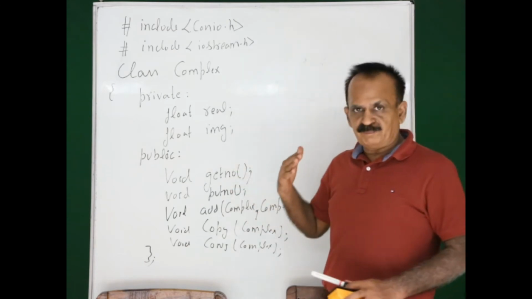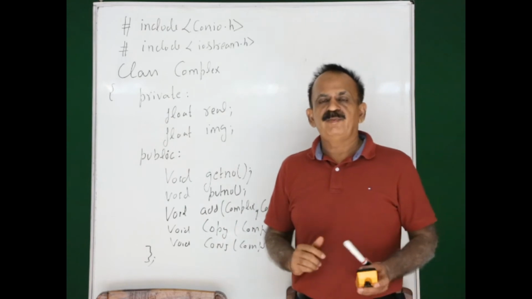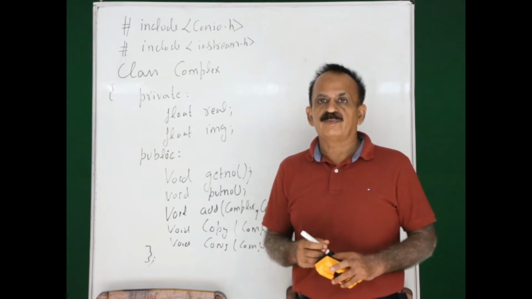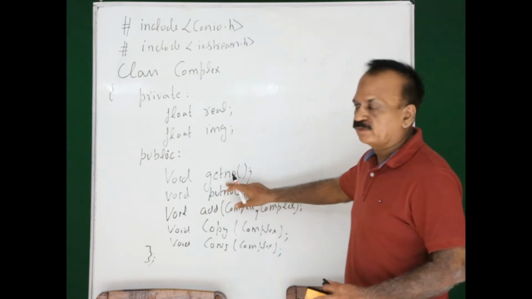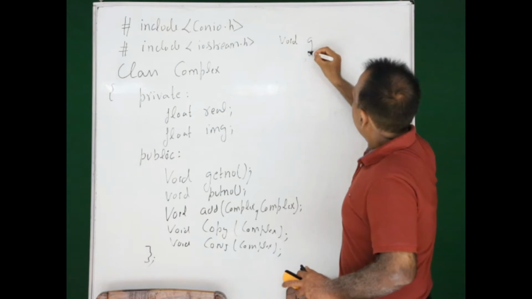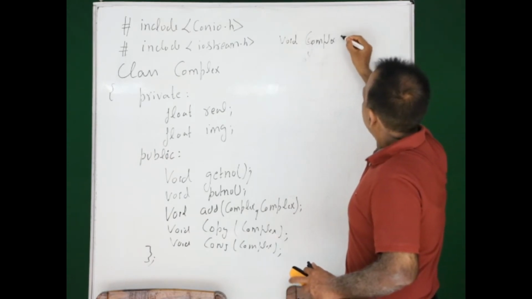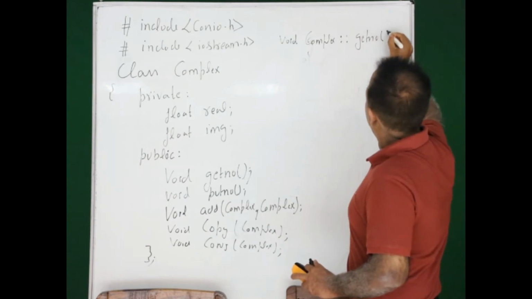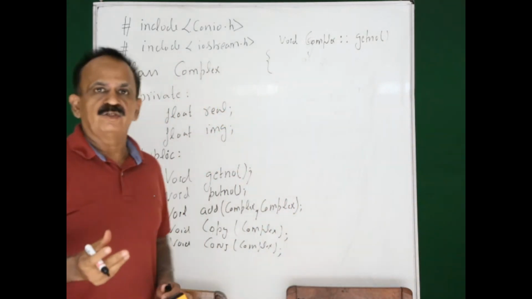Now the next step is how to define these functions. We will be defining these functions outside the class, with the help of the scope resolution operator. Now how will this be done? I will define the first function. It is void, this is the type. Then the class name, and the class name is complex. Then the scope resolution operator and the function name, that is getNumber. This is how a member function is defined outside the class.